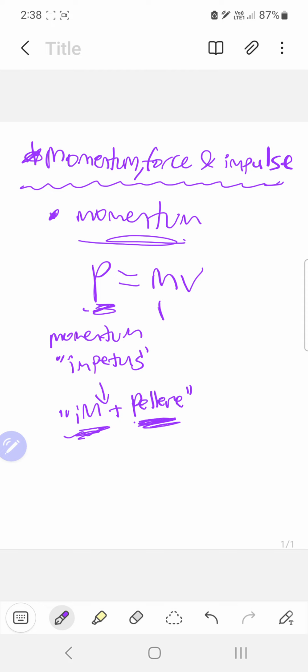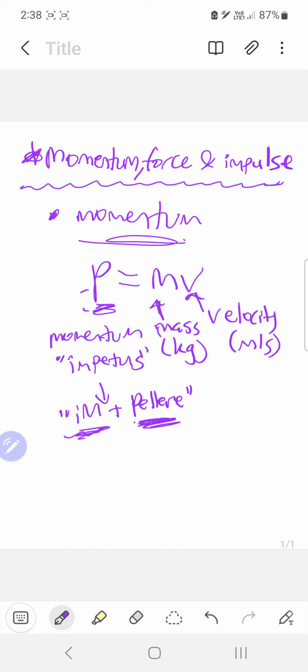So that's momentum P. M is mass, as is the case in physics typically. And mass has SI units, kilograms, kg. And V is the velocity of the object that's moving in meters per second. And so therefore momentum has the units of kilograms meters per second, okay, because it's kilograms multiplied by meters per second here.